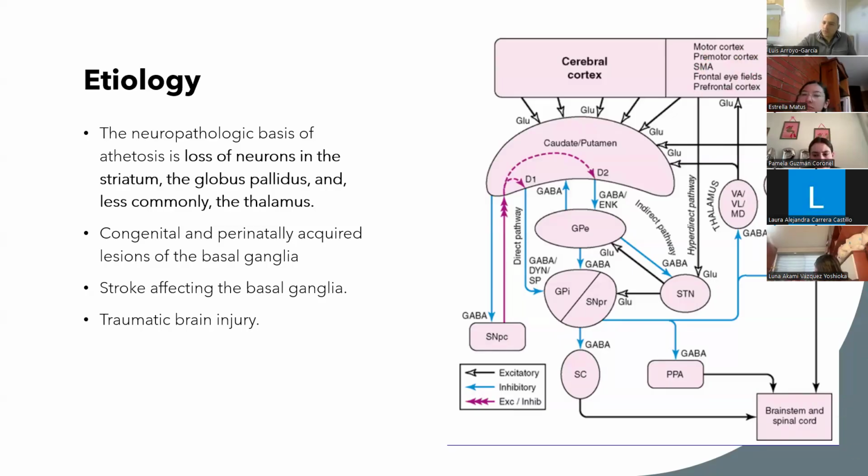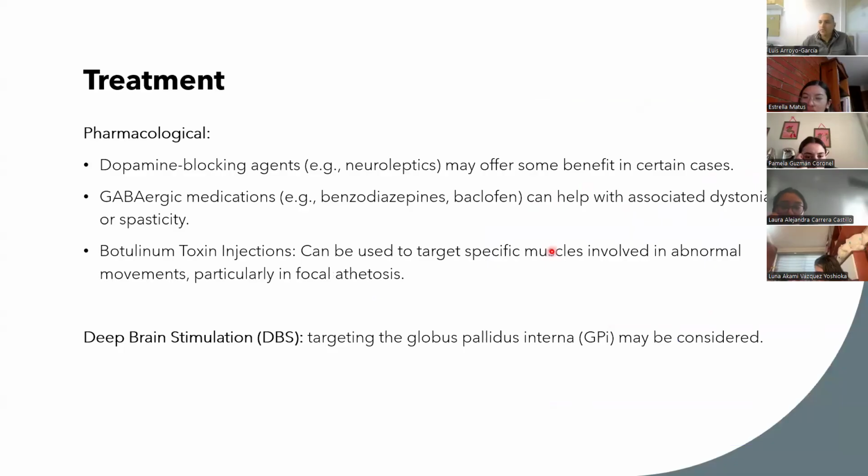movement. So what happens here is if we have cell death here, then we have less excitation, and here we will have hyperactivity of the thalamus, and we're going to come to the motor cortex. Okay, and then the motor cortex is going to give us this effect. So, for example, if we go to the treatment, what do we need?